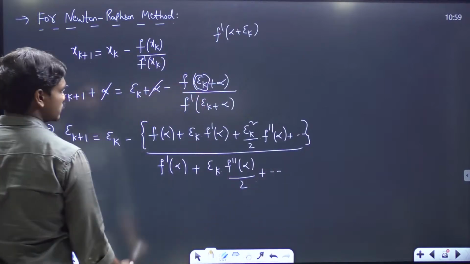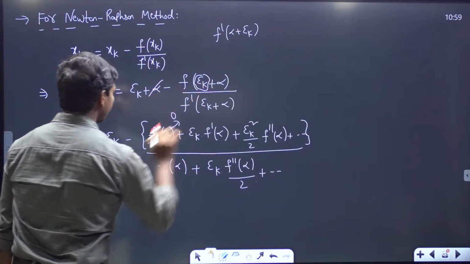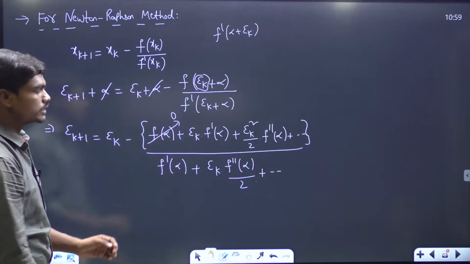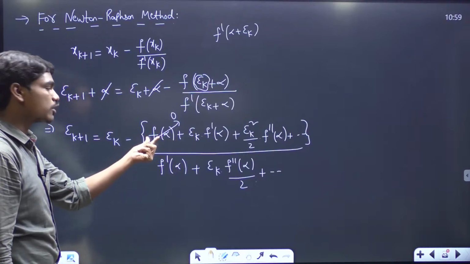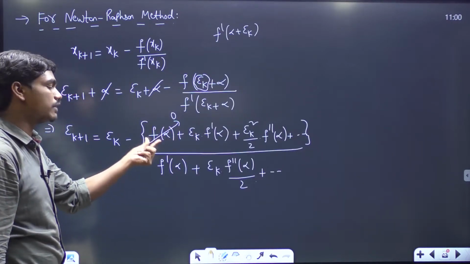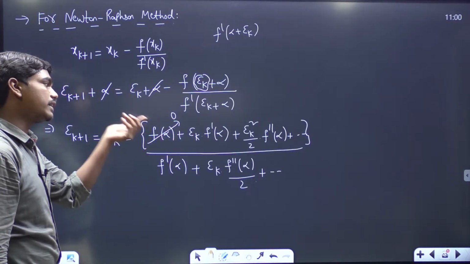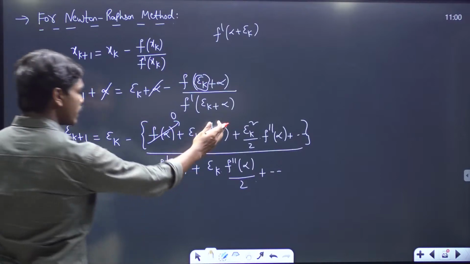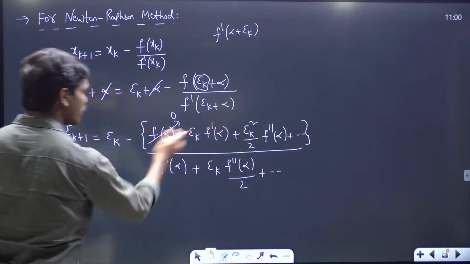Okay, so now if you see, this f(alpha) is 0. Why is this f(alpha) 0? Because alpha is the exact root of f(x) equal to 0. So if alpha is the exact root of f(x) equal to 0, then this f(alpha) will be definitely 0.